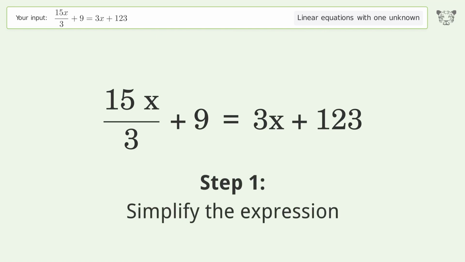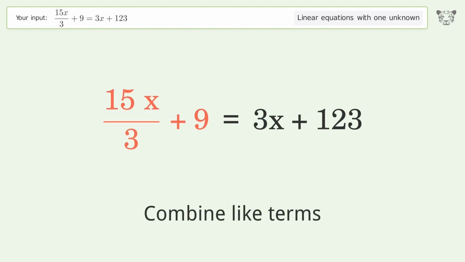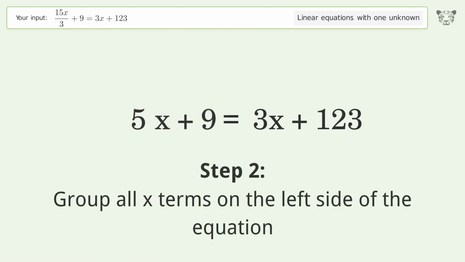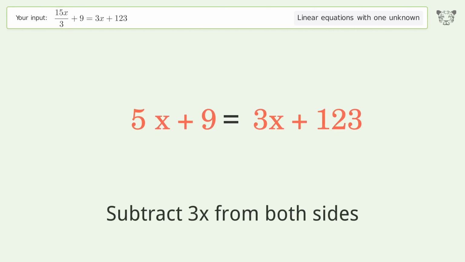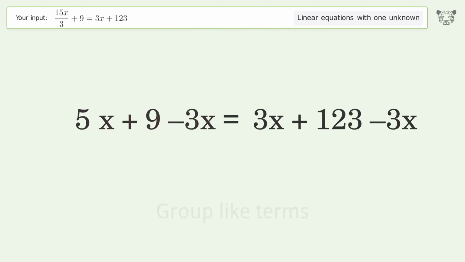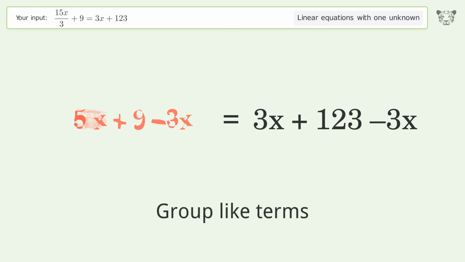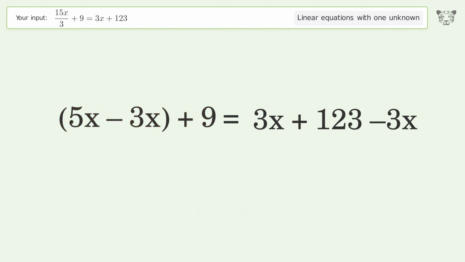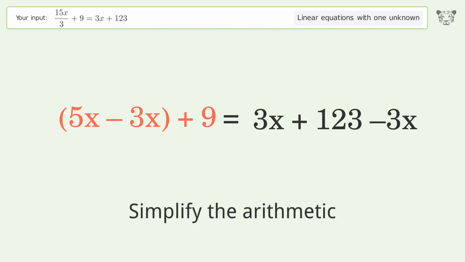Simplify the expression. Combine like terms. Group all x terms on the left side of the equation. Subtract 3x from both sides. Group like terms. Simplify the arithmetic.